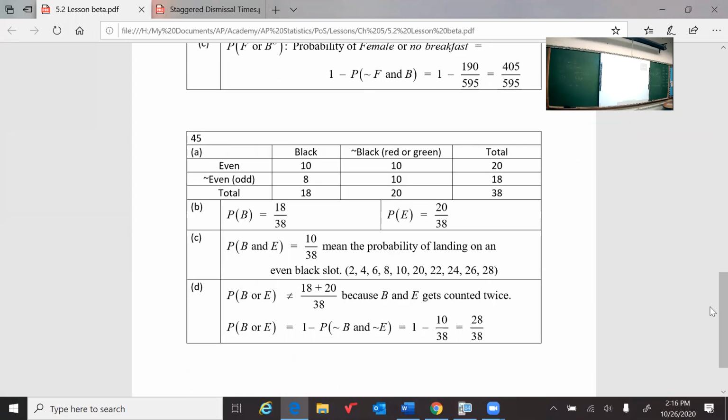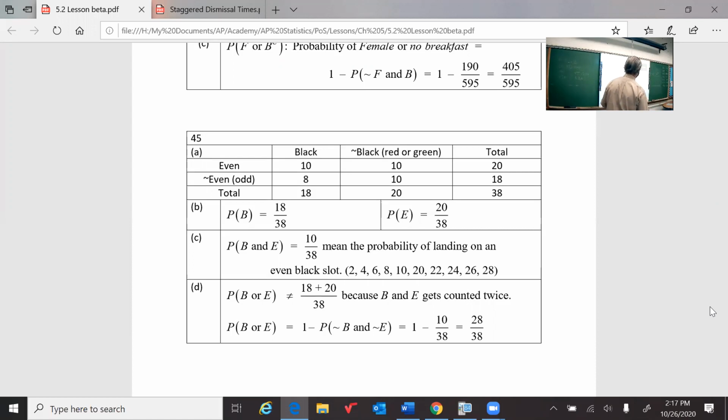Okay, 45. Ready? There are 10 numbers that are black and even. There are 10 numbers that are red and green and even, counting the 0 and double 0. Odd numbers in black, 8. Odd numbers in red or green, 10. And there's 38 numbers altogether. There's 36 natural numbers, plus the 0 and the double 0.